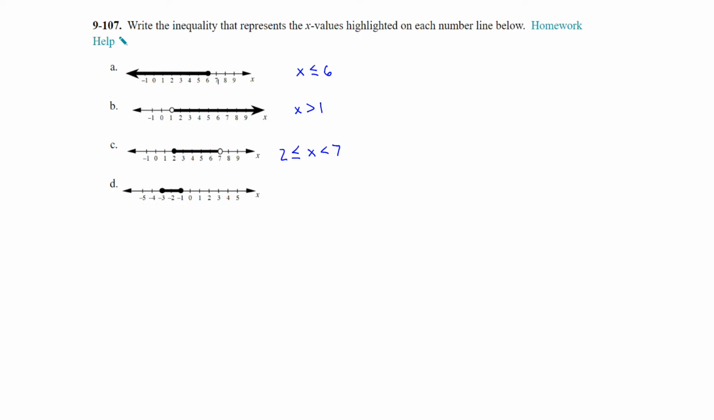And then on D, same idea, x is less than or equal to -1, but greater than or equal to -3. And when I'm saying greater than, I'm reading it from the x. So x is less than or equal to -1 and greater than or equal to -3.